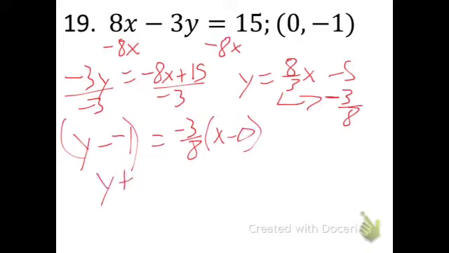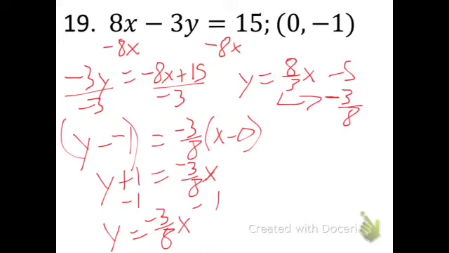Left side I have y plus 1. Right side I have negative 3/8 x and nothing else, because anything times 0 is 0. And I'm going to not add 1, I'm going to subtract 1 from both sides. We're looking at y equals negative 3/8 x minus 1 for our equation.